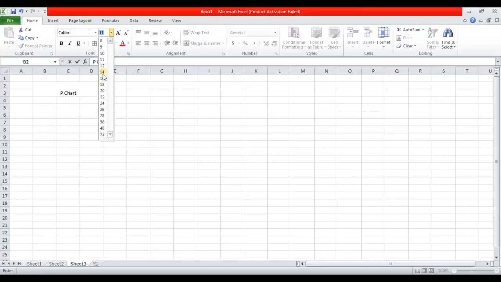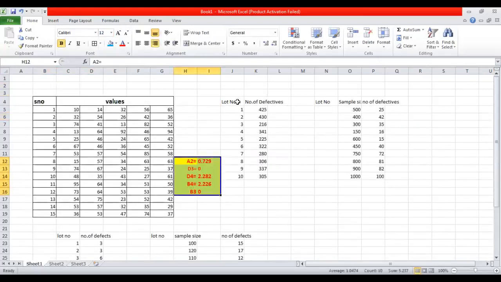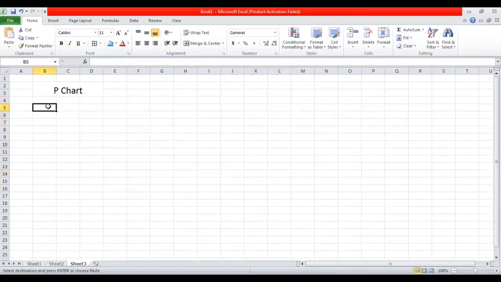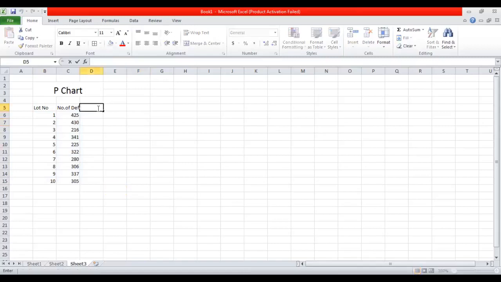In P chart, we are going to have two types, that is P chart for fixed sample size and P chart for varying sample size. So first, we'll see a problem for fixed sample size. So this is our question. Here the lot number and the number of defectives are given. Number of defectives means these are the DI values. Remember, number of defectives means the DI values.